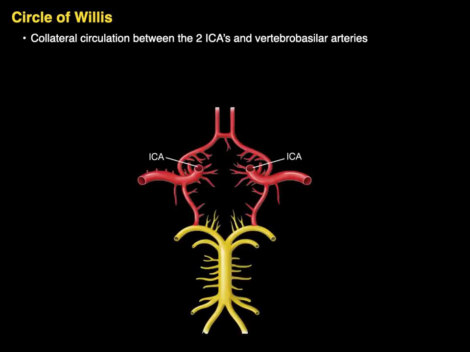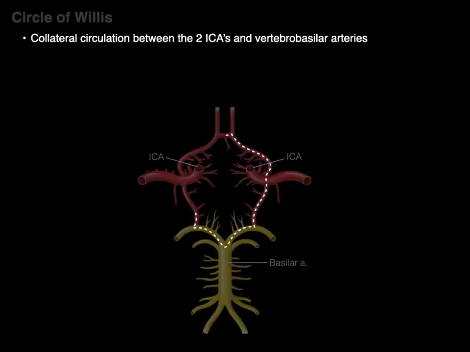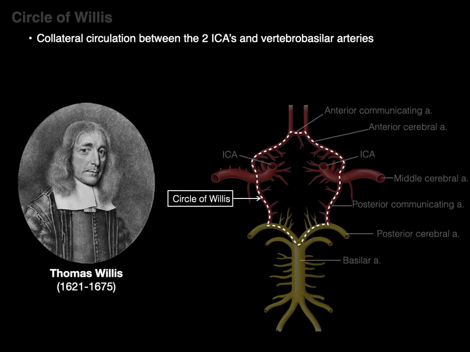So here we have that same picture, our two internal carotids and the basilar arteries, and then it's the collateral connection formed between those and our communicating arteries. That's the circle of Willis. And it's named after this anatomist named Thomas Willis. He's from the 1600s. He named the circle of Willis. He also is one who numbered our cranial nerves 1 through 12.